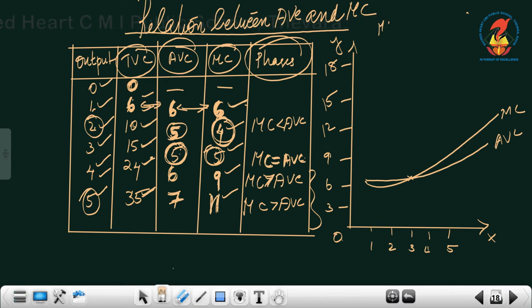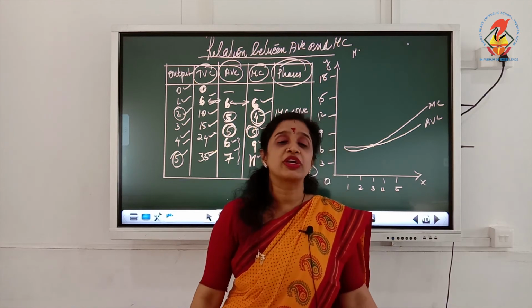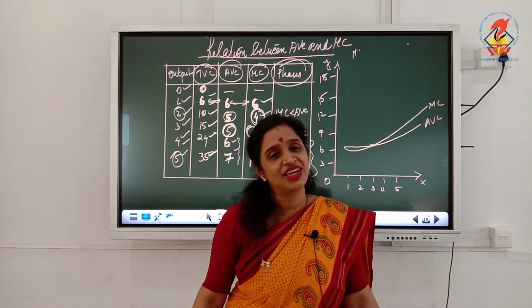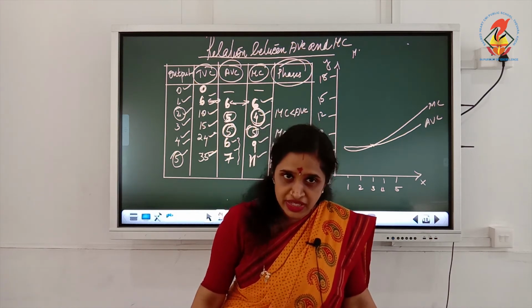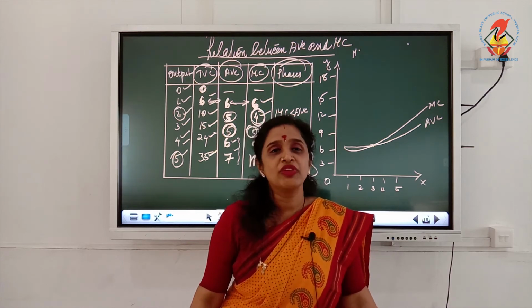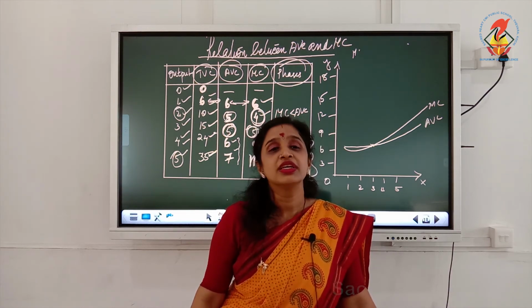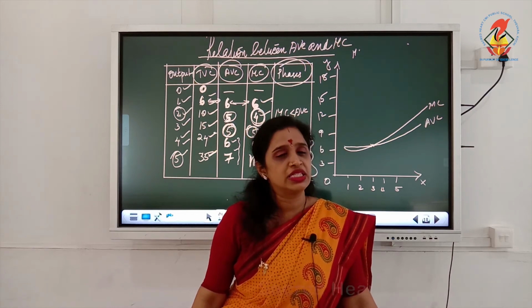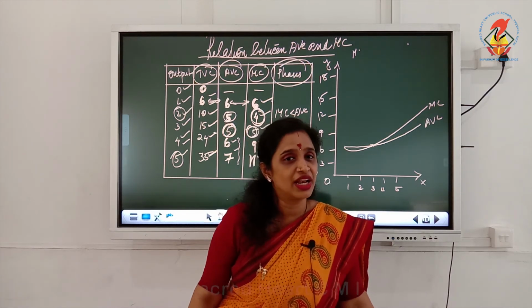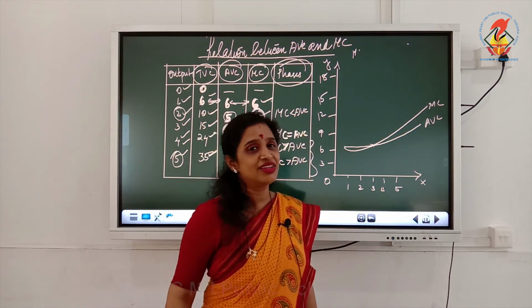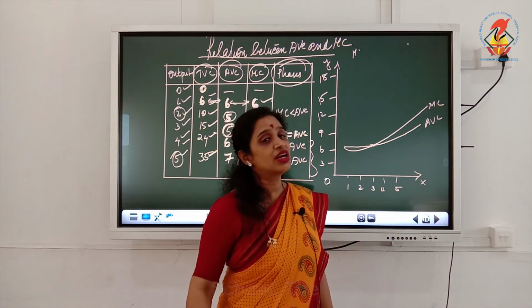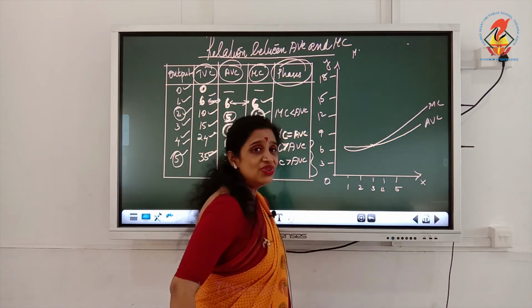So long as MC is greater than AVC, AVC will start rising from 6 to 7. The same logic can be applied here to explain the relationship between AVC and MC. So long as MC is less than AVC, AVC will fall. Both are equal when they remain constant, and when MC is greater than AVC, AVC starts rising. At the last two levels, the fourth and fifth units of output, you can see MC is greater than AVC. At that time, AVC has started rising from 6 to 7.